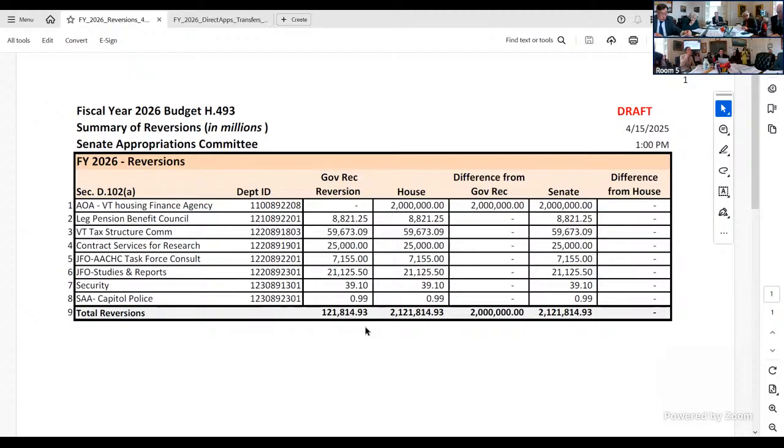We assumed that the Senate would accept all of them. We haven't added or changed anything yet. The first one is actually a small change that the House had: an additional $2 million reversion from an appropriation to the Agency of Administration for the Vermont Housing Finance Agency. There was a reversion from that in the BAA, and then there was an additional reversion in the big bill. The funds are no longer needed for the specific purpose that was in statute, so this appropriation is available.